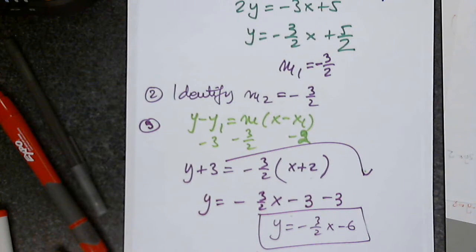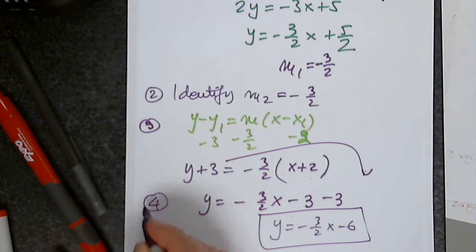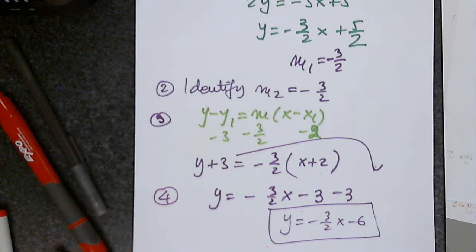Can anyone tell us what this represents? So this is, if you want, step 4. We solve for y. Can anyone tell us what this equation represents? It's the equation of the line that is parallel to 3x plus 2y equals 5 and passes through negative 2, negative 3. That's it. Okay.